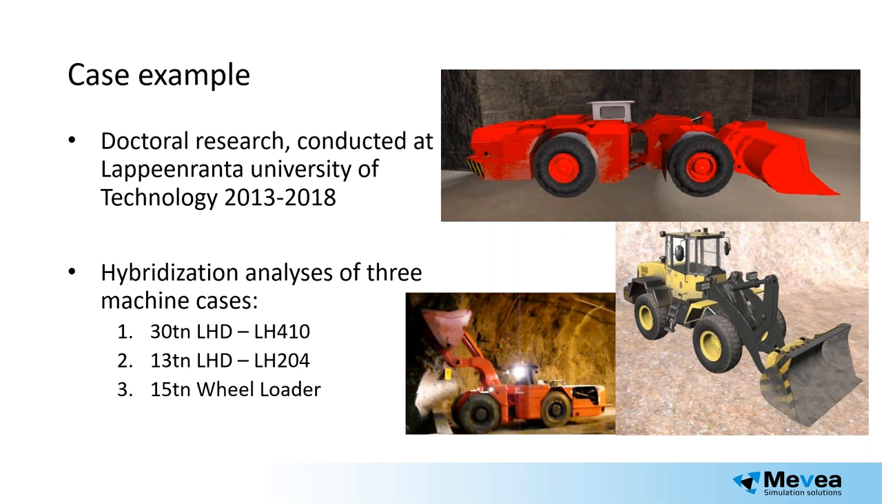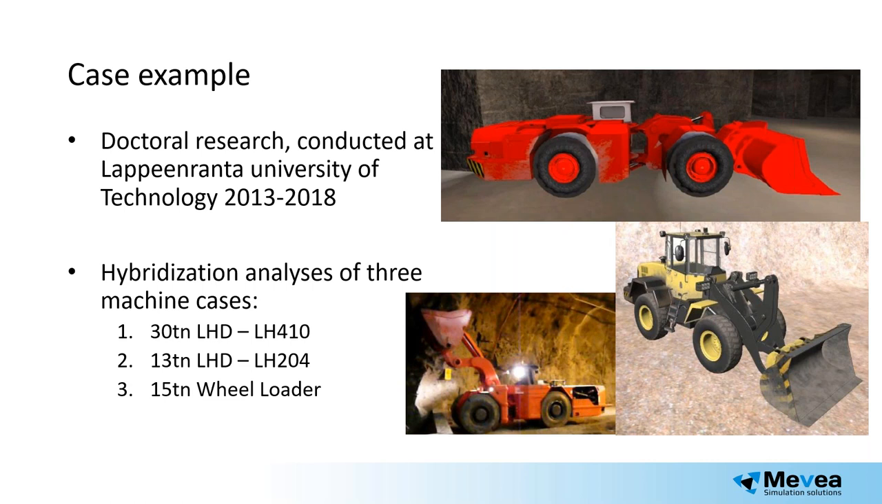So the task was given that we need to do hybridization analysis on three different machine cases. In operation, these three machines are fairly similar. We have a roughly 30 ton load haul dump machine, underground loader. When we think about mining operations, this is a fairly standard sized underground loader. Then we had a 30 ton variant of that, smaller one, but this one was important in a way that we also had the real life machine on one of our partners in this project available for measurement data and verification.